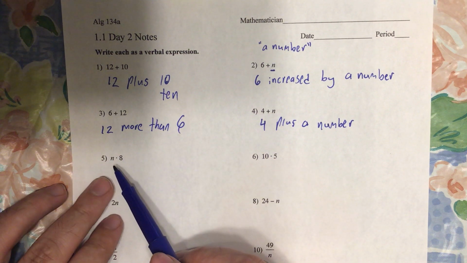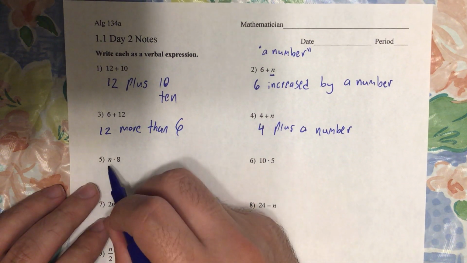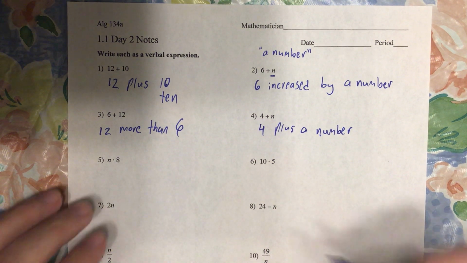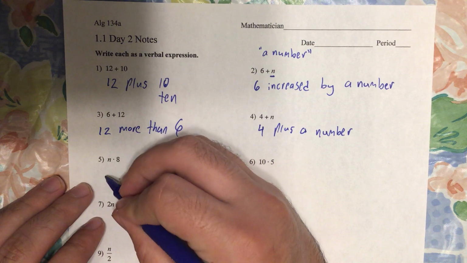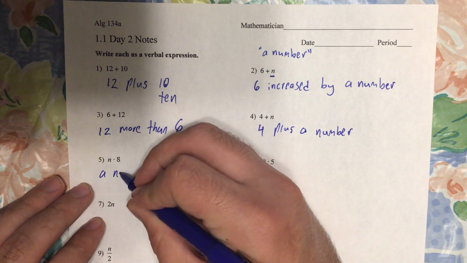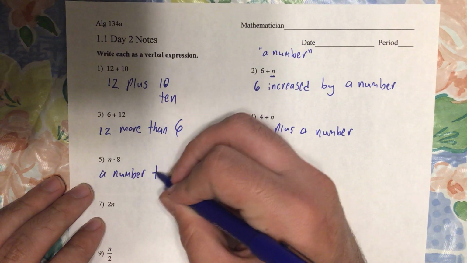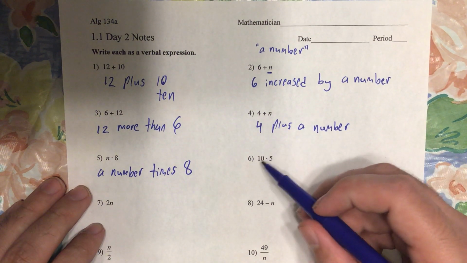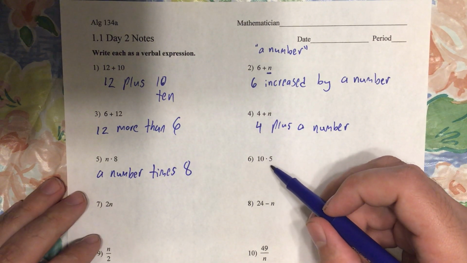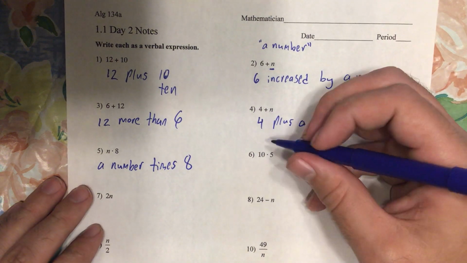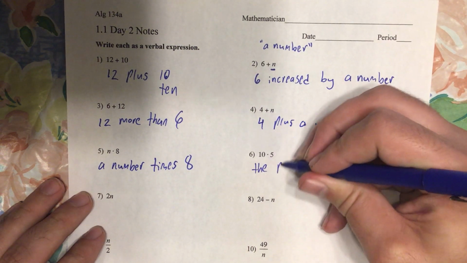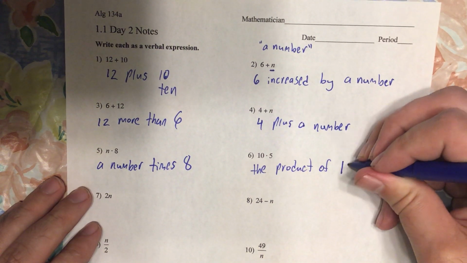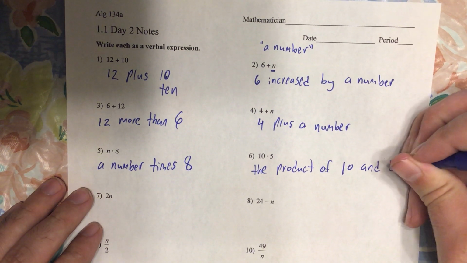Alright, so now we don't have the plus sign, we have that dot. Now we're in high school, we're using the dot to replace the little X you used to use for the multiplication symbol. So here we could say, just very basic, a number times 8. That works just fine. I'm going to try to switch it up though. For 10 and 5 here, 10 times 5, how about we say the product? The product of 10 and 5. That's another way you can say it.